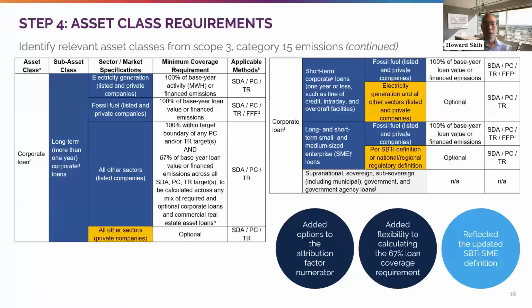And then lastly, for SME loans, here FIs will need to use the SBTi definition or the relevant regulatory definition of an SME to determine the applicable coverage requirements for SME loans. However, for target validation, for companies that want to go through the SBTi streamlined validation route, companies will need to meet the SBTi definition of an SME. And that's just to reflect the recent update to our definition. And now these companies that are eligible, they can also choose to set targets through the standard validation route.